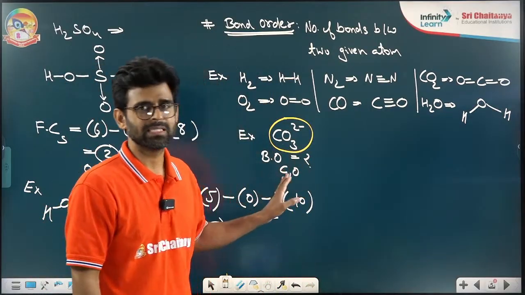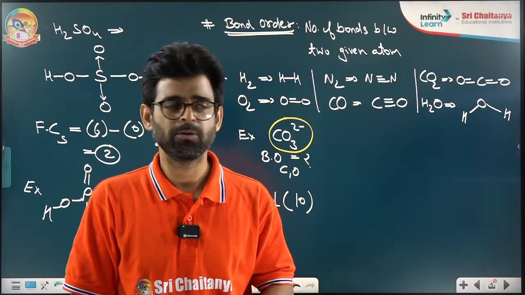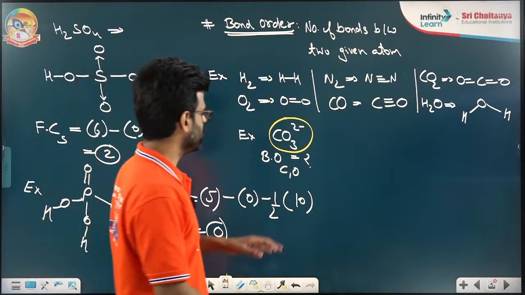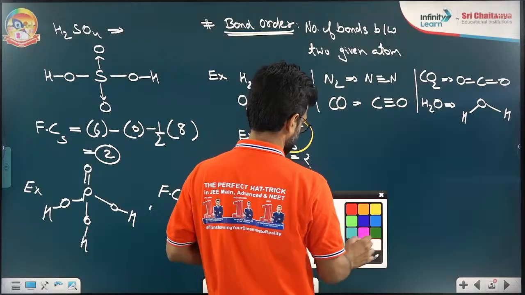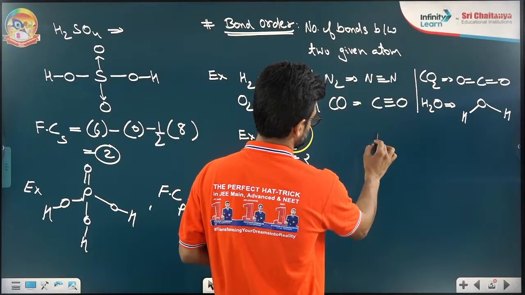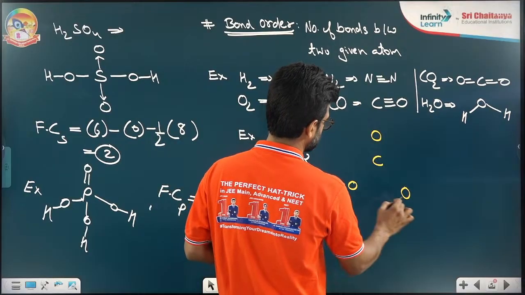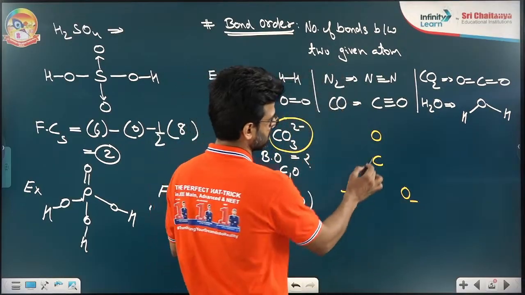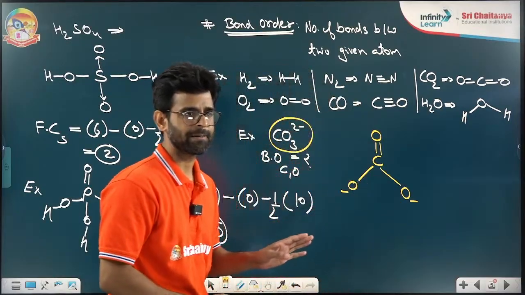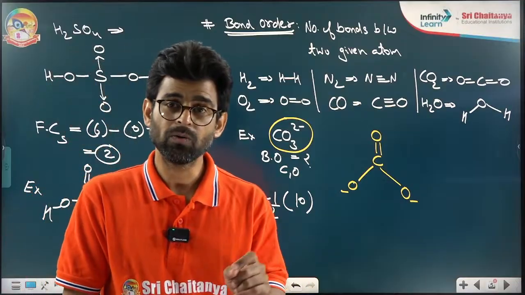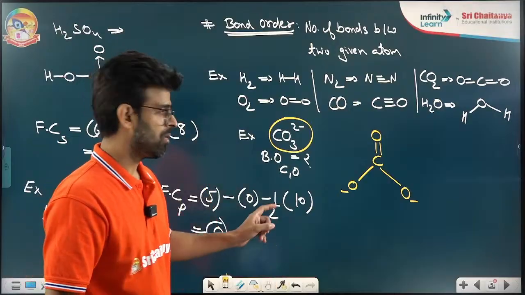The issue comes when resonance comes into existence. We have the carbonate ion, CO3 2 negative. If you make the structure, we did it yesterday. Carbon here, oxygens here, and two oxygens have negative charge. This oxygen will make a double bond and these will make single bonds. We discussed this yesterday. Now, if you ask what is the bond order between carbon and oxygen?